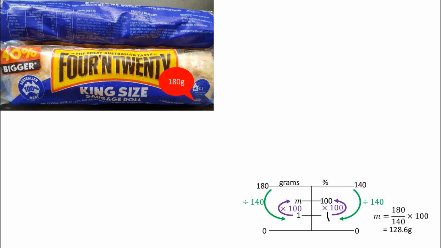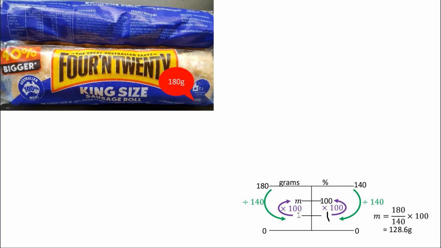And so if I go from 140%, can I go to 1%? If I know 1%, can I go to 100%? So one is a divide by 140 and one is a multiply by 100. And those same arrows go on the other side. Oh, awesome, Lee. Fabulous.